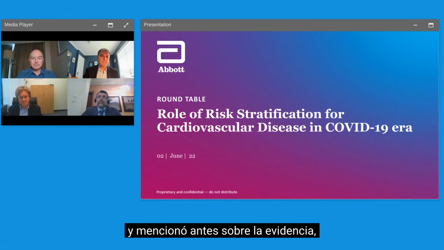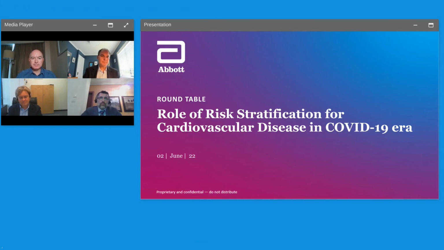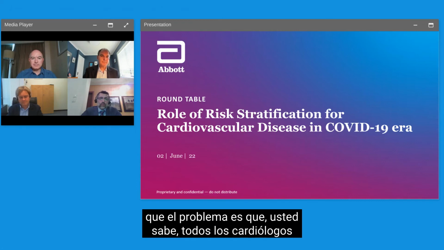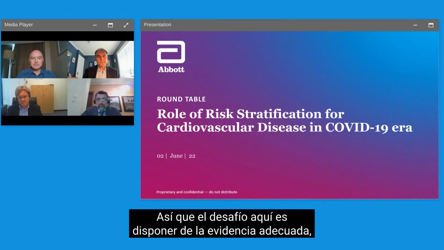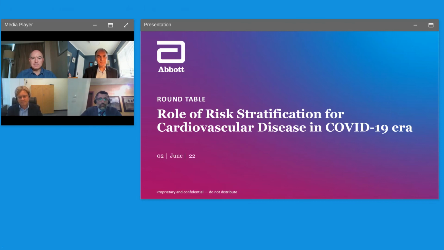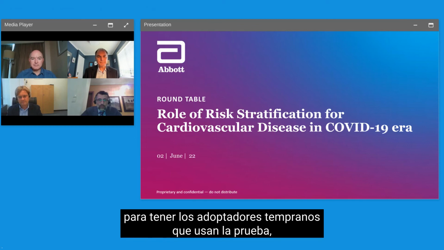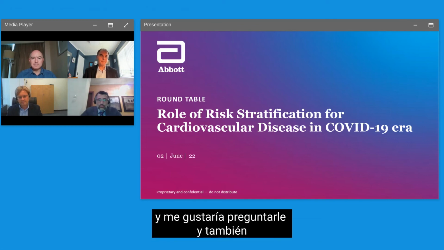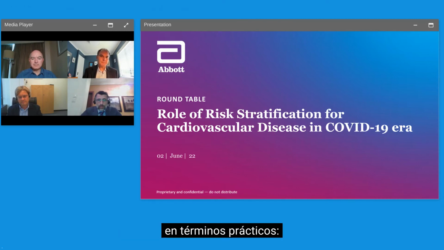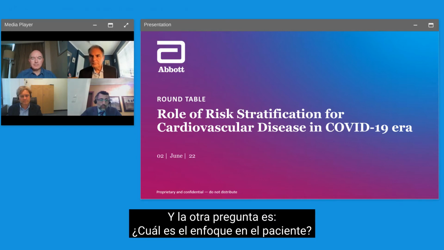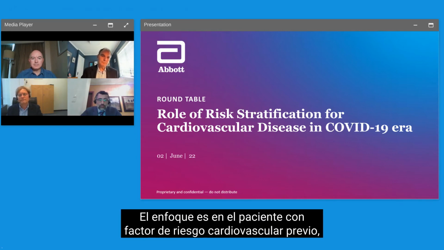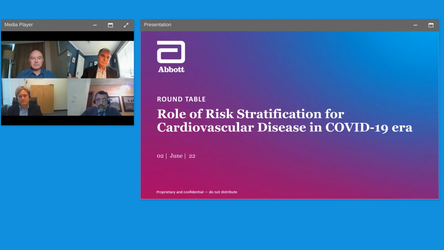And you mentioned before about the evidence. And I think with the troponin, the issue is that all the cardiologists know the troponin in the acute setting. So the challenge here is to have the right evidence, to have the right early adopters to use the test. And I would like to ask you, and we'll let also Dr. Iribarren comment as well, in practical terms, do you believe that the current evidence that the high-sensitivity troponin I has is robust? And the other question is, what is the patient focus? Is the focus on patients with previous cardiovascular risk factors, like patients with dyslipidemia?